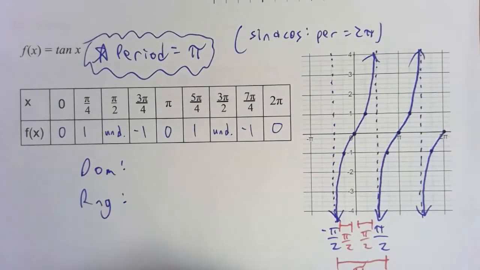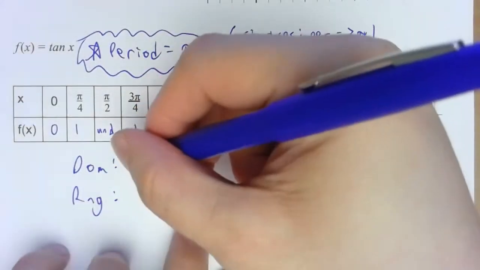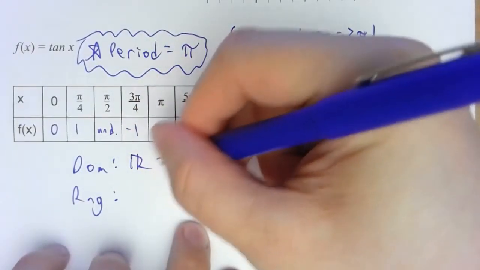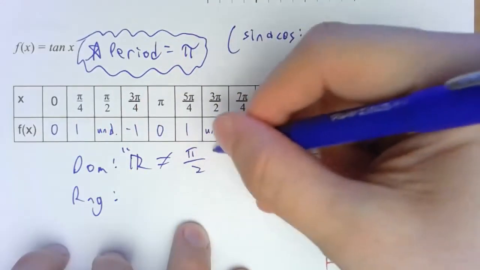So for sine and cosine, the domain was all real numbers. What about tangent? Does the tangent graph have a domain of all real numbers? It doesn't, right? It has these places that are undefined, right? So we can say all real numbers, not equal to, we'll just kind of put this in quotes here, pi over 2s.